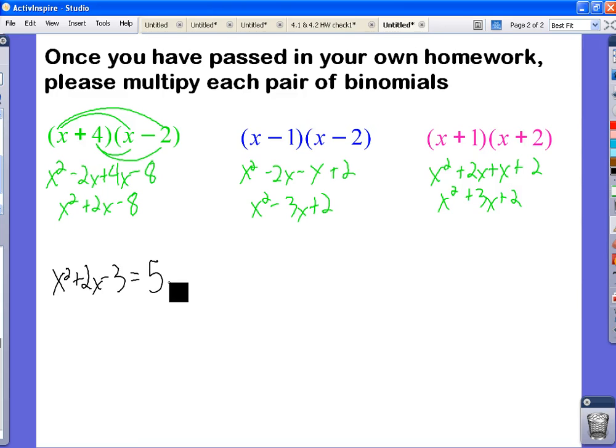So if we had some x value, say x is 2, how would you know if that's a solution or not? If you put 2 in for x and you got 5. Let's try 2. Is 2 a solution? 2 squared is 4, plus 4, minus 3. Is that 5? Yes, that's 5. So is 2 a solution? Yes, 2 is a solution. That's good.